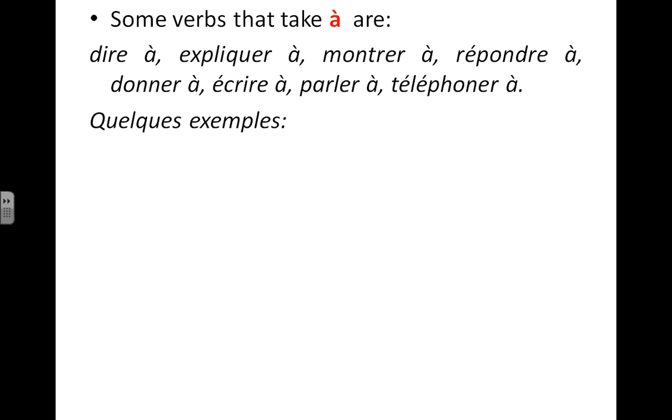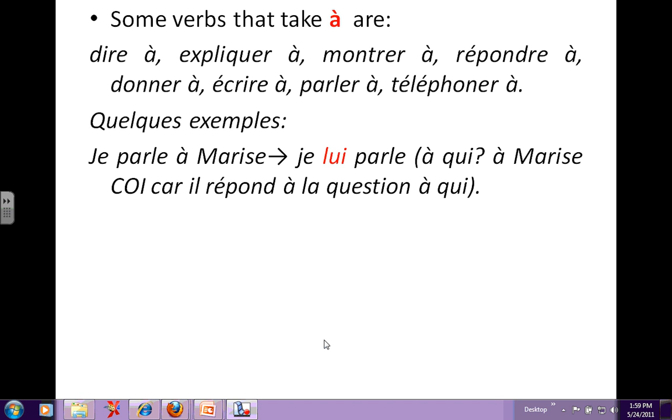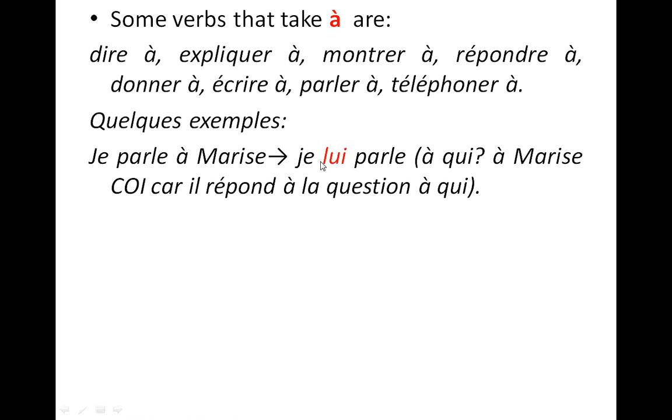Let's explore some examples to see how to apply these verbs. Je parle à Maryse. Now you want to substitute Maryse: je lui parle. Parler goes with à. Parler à qui? À Maryse. To talk to whom? To Mary. To whom? À Maryse. So it's COI, because it answers the question à qui, or to whom.